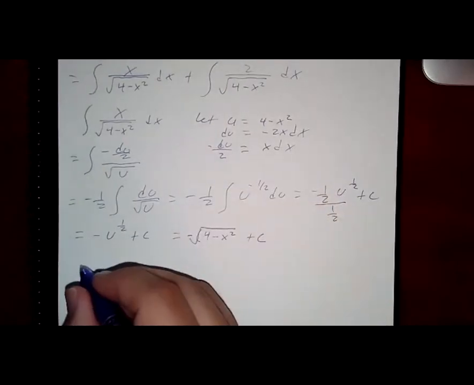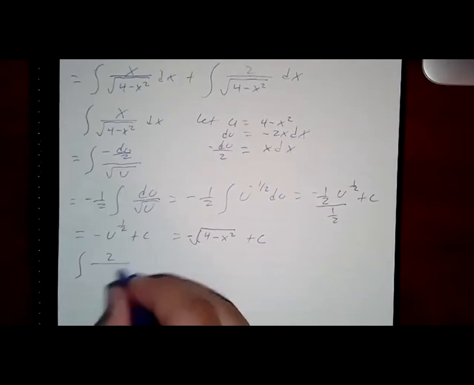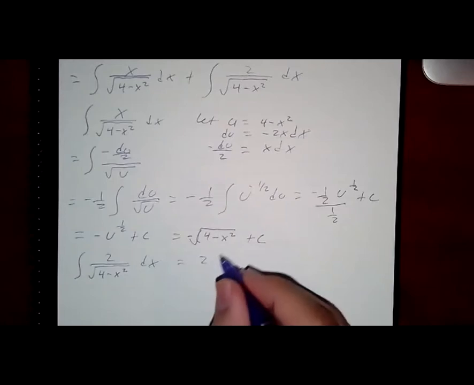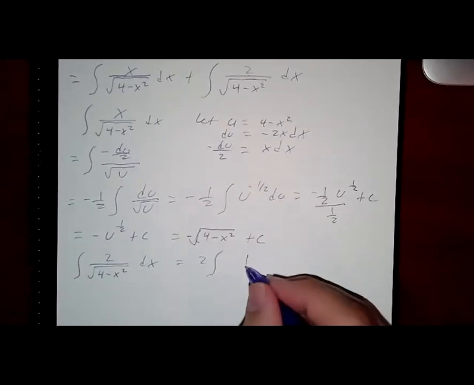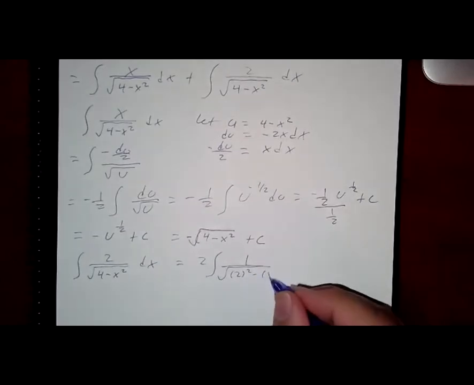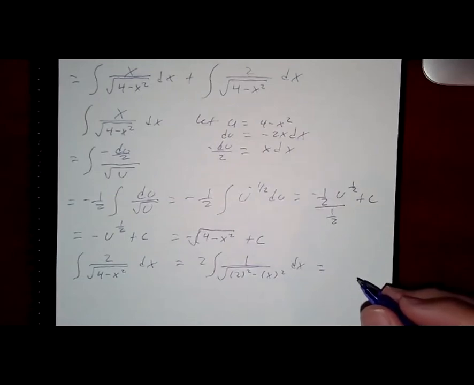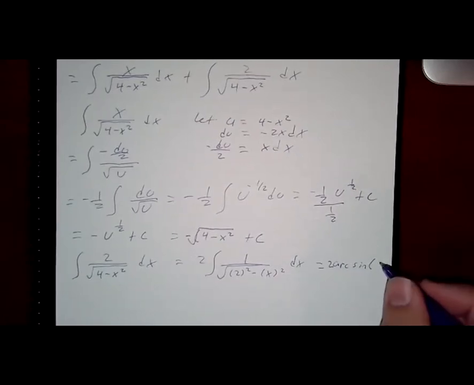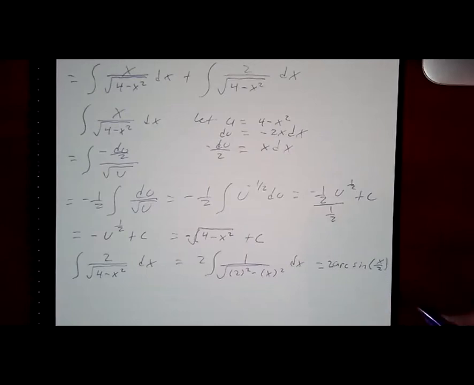Now let's do the integral of 2 over the square root of 4 minus x squared dx. So pull out the 2 and rewrite the question. So this is going to be a 2 squared minus x squared dx, which is equal to, which one? Yeah, 2 arc sine of x over 2, I believe.